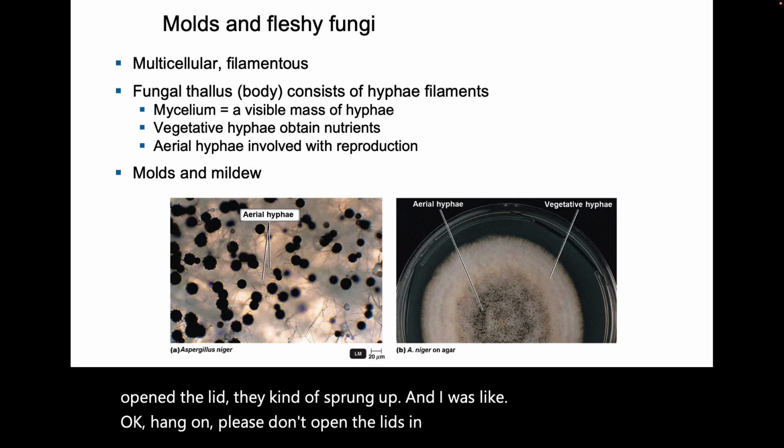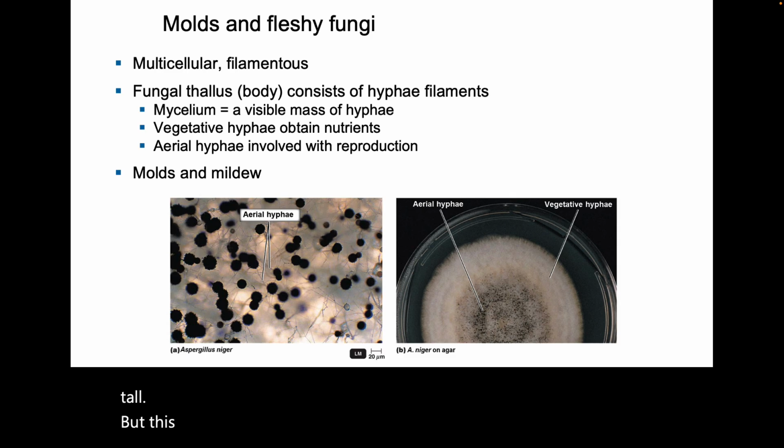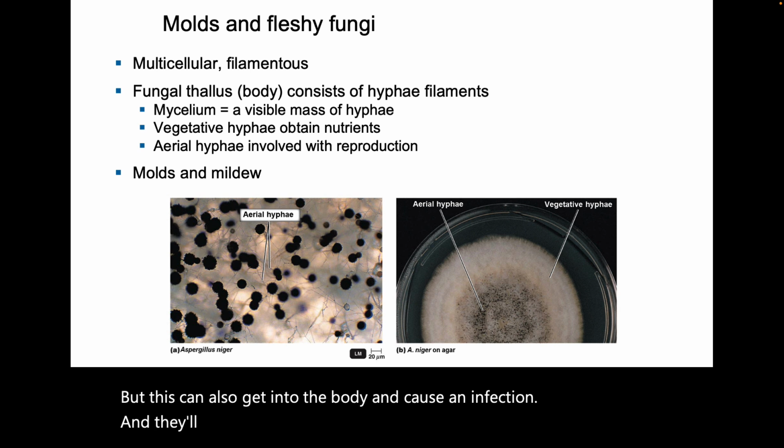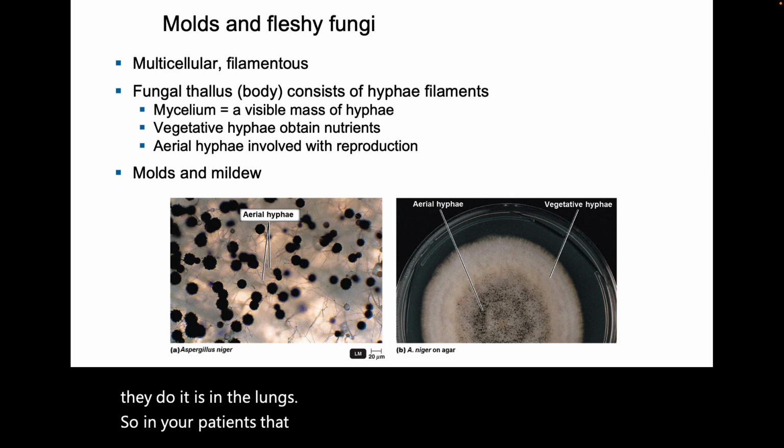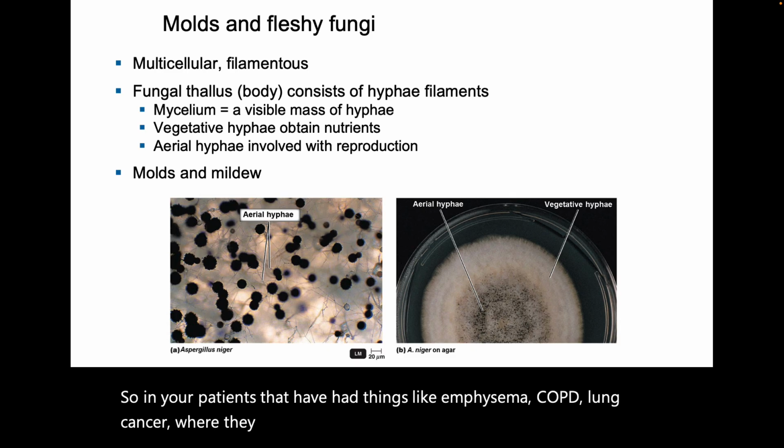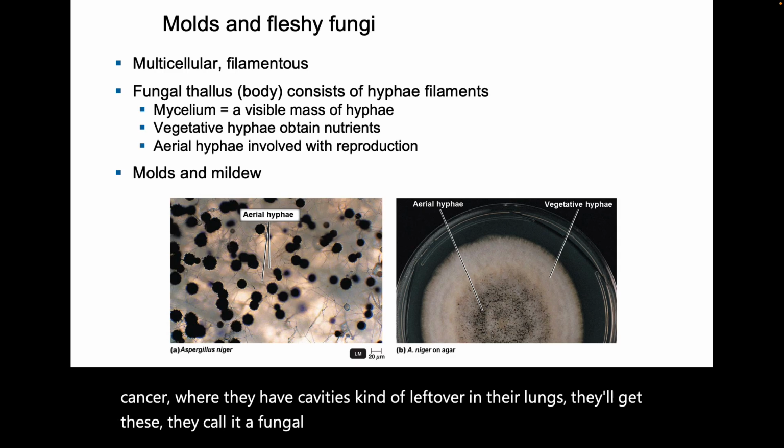They can get pretty tall, but this can also get into the body and cause an infection. And they'll form this kind of mat structure. One of the common places they do it is in the lungs. So in your patients that have had things like emphysema, COPD, lung cancer, where they have cavities left over in their lungs, they get what they call a fungal ball of fungal infection in there.